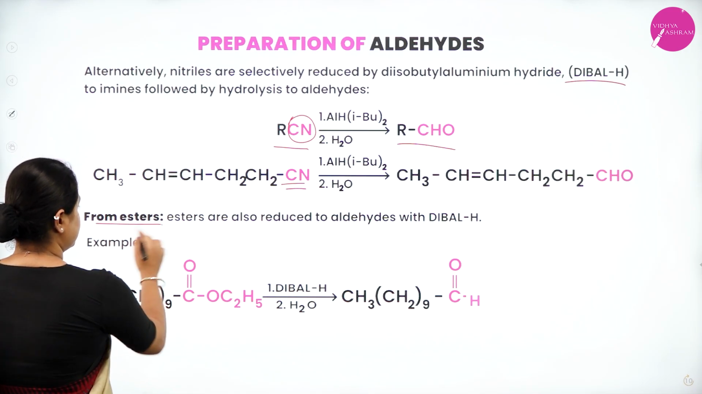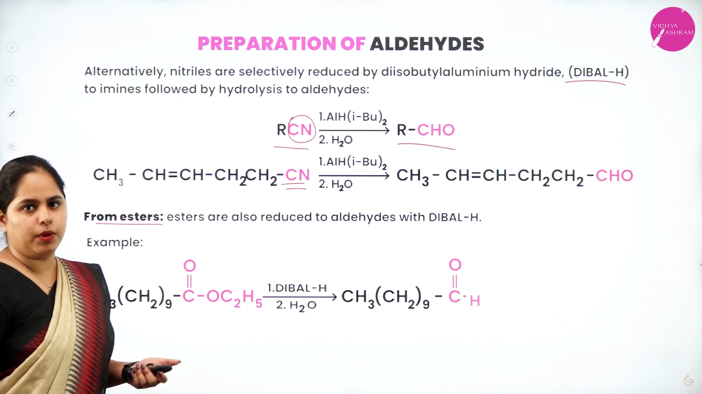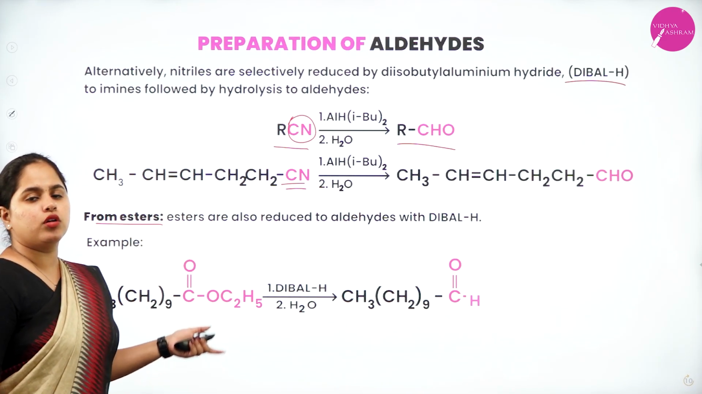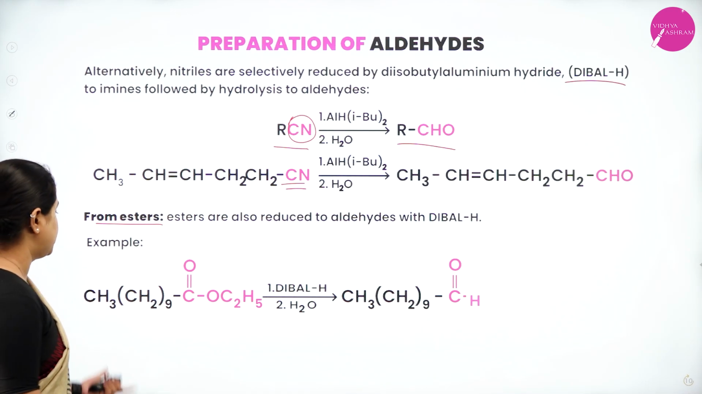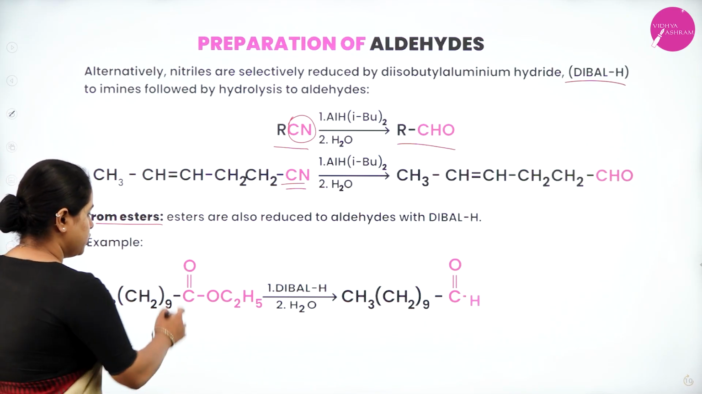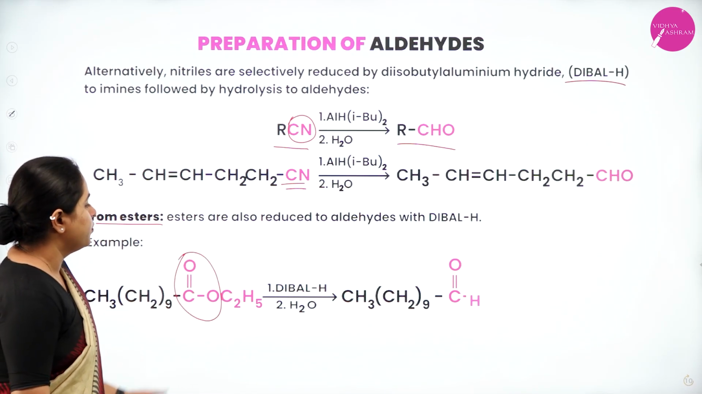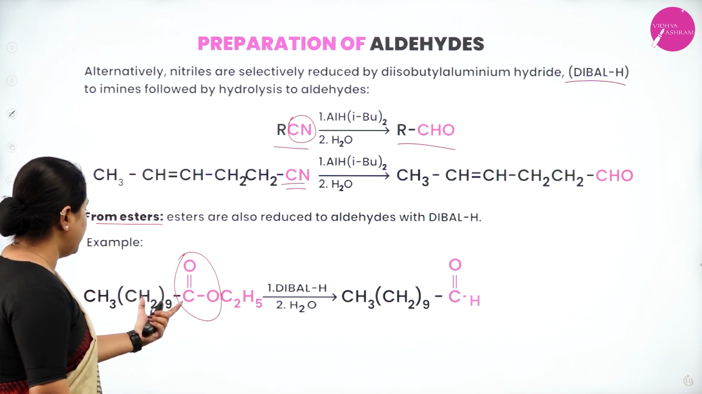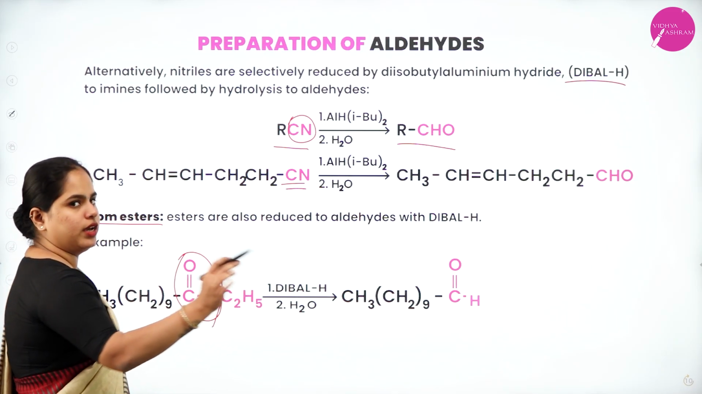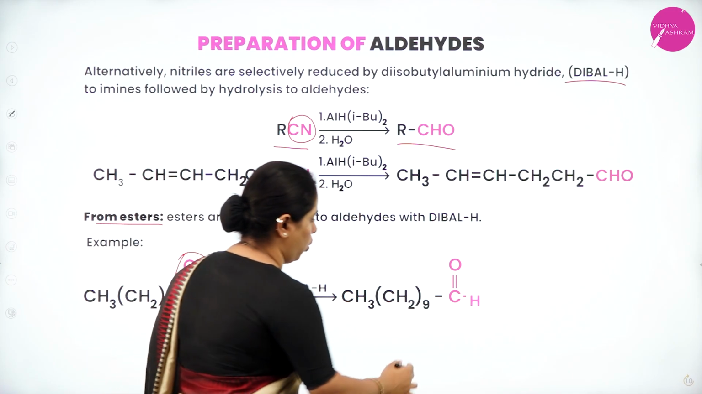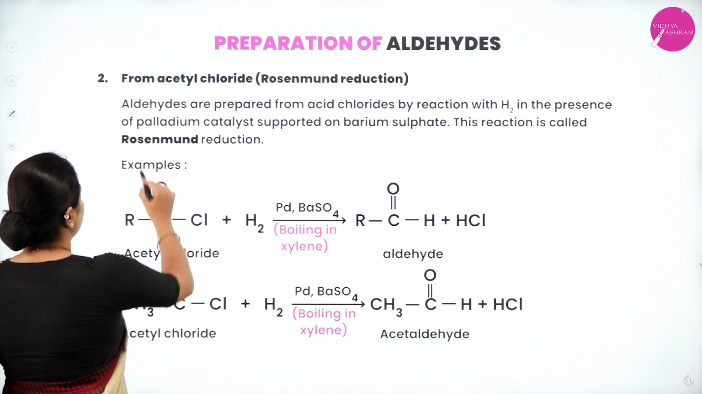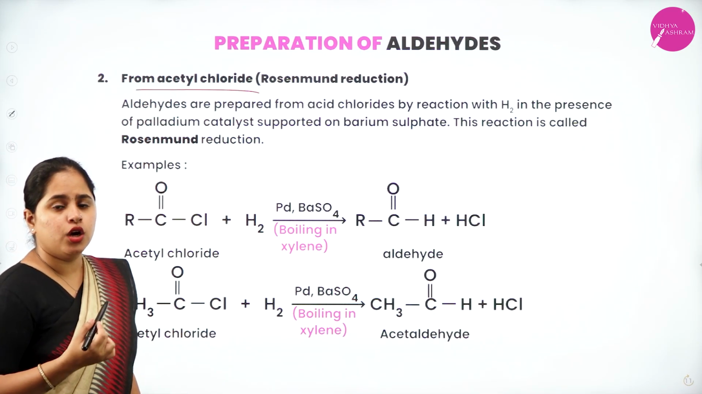The next one is from esters. Esters are also reduced to aldehyde with DIBAL-H. So, nitriles can also be reduced to aldehydes, as well as esters can be reduced to aldehydes using DIBAL-H. You can see CH3, CH2, nine times, COOC2H5. This COO is your ester, right? In the presence of DIBAL-H, this part will remain as it is. This is going to break and you will get a CHO here. This will be removed as alcohol. So, this part will be CHO. Clear? That will be your aldehyde which is formed using DIBAL-H. The next one is from acyl chloride, or else it is called Rosenmund's reduction.